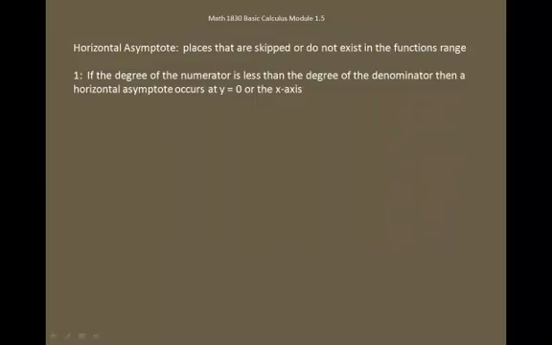Horizontal asymptote. These are places that are skipped or do not exist in the function's range. So these are holes that are going up and down. If the degree of the numerator is less than the degree of the denominator, then a horizontal asymptote occurs at y equals 0, or the x-axis. Let's look at an example of this one.